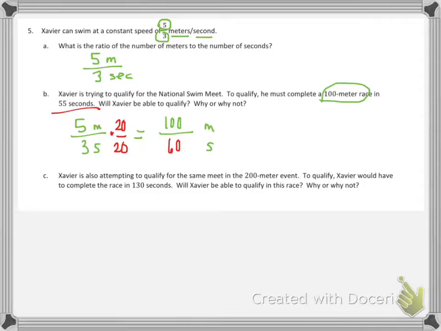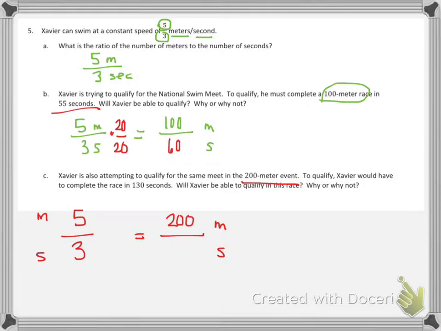Part C, Xavier is also attempting to qualify for the same meet in the 200-meter event. To qualify, Xavier would have to complete the race in 130 seconds. Will Xavier be able to qualify in this race? Well, let's use our original again, 5 meters over 3 seconds. Remember, this is meters to seconds. We're going to create an equivalent ratio that also compares meters to seconds. And let's use this 200-meter event. So the 200 goes in the meters slot.